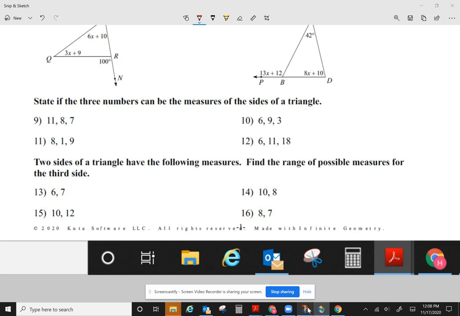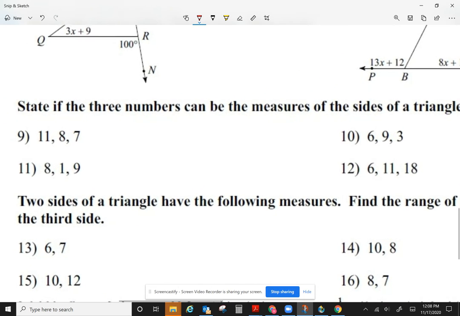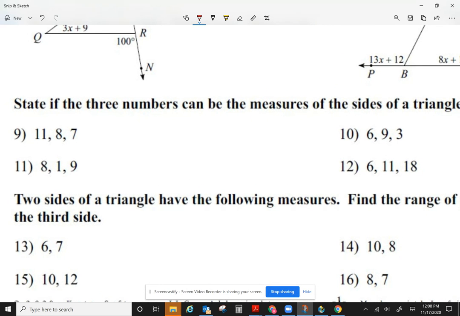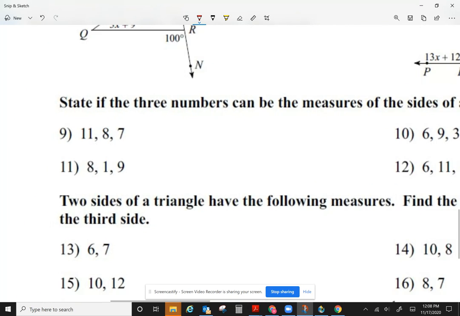So on your homework, you're going to get something like this. State if the three numbers can be the measures of the sides of a triangle. I'm going to give you three measurements, not in any order. So don't think I'm going to go from large to small or from small to large. They're just any numbers in a list. I'm going to add the two small numbers, 8 plus 7. It must be greater than the third side.